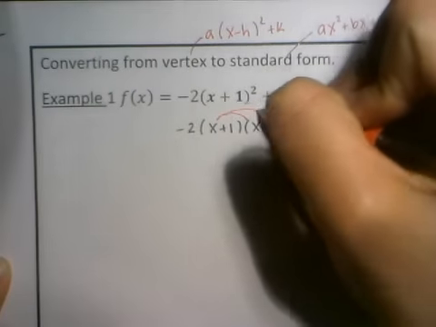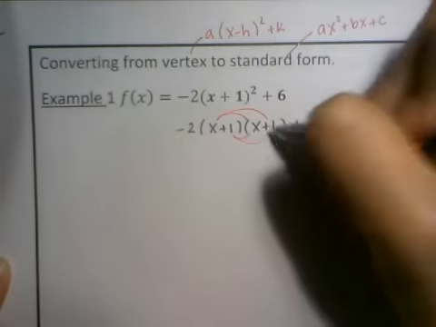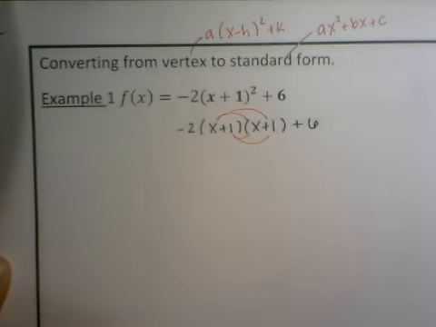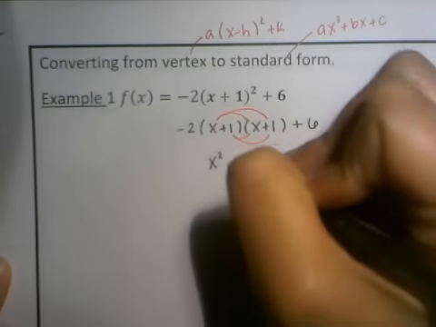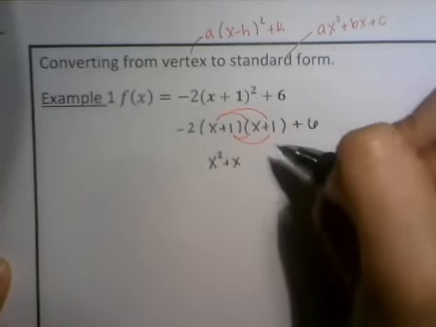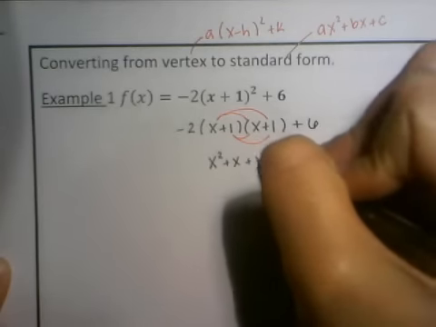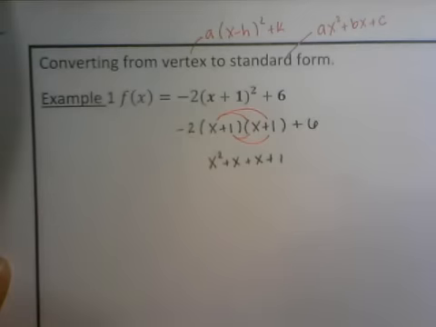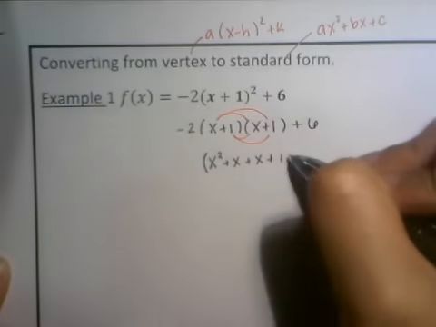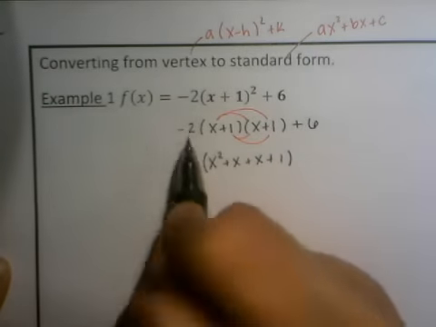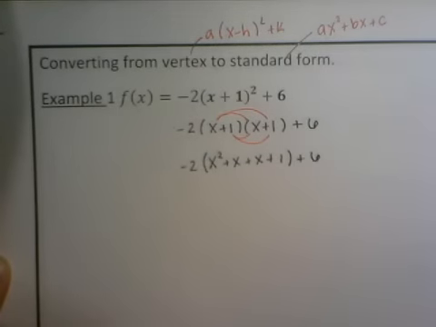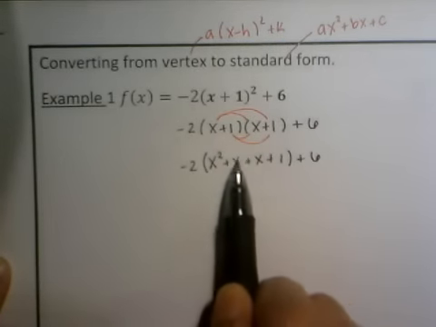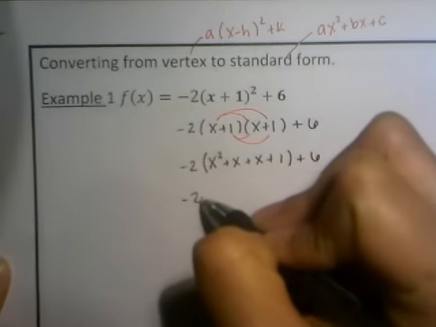When you do this, please remember to do all 4 multiplications in FOIL. Don't accidentally skip the middle terms because they're going to be important. x times x will be x squared. And then we'll get plus x, or 1x if you like, and then another plus x, and plus 1. When you FOIL this out, you should keep the whole thing in parentheses because that -2 is going to come down, as is the plus 6 at the back. Next, I'll combine my like terms inside, and then I'm going to go ahead and distribute.